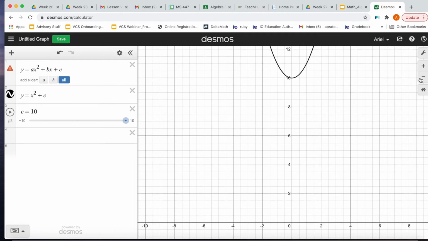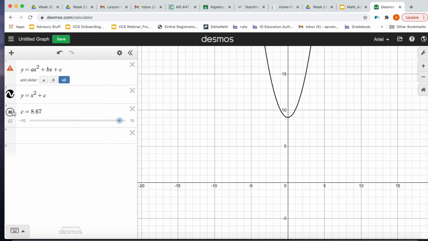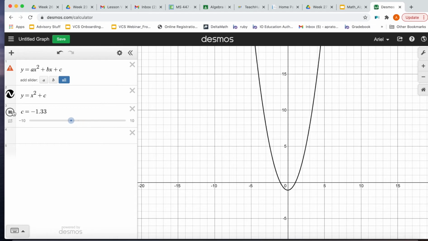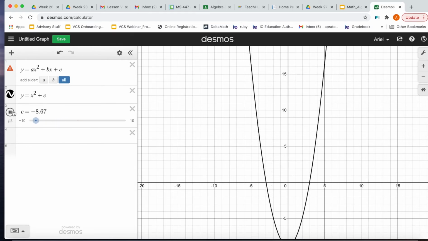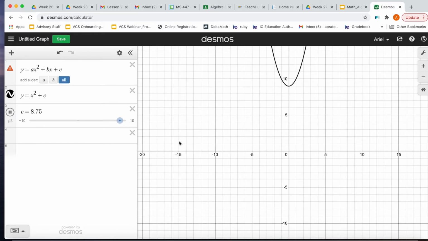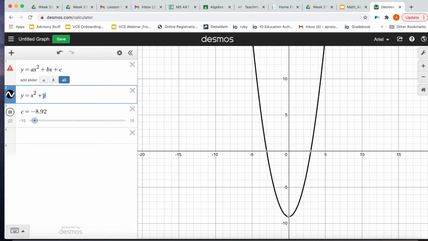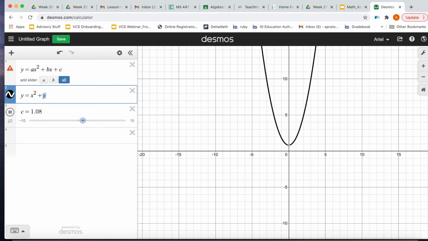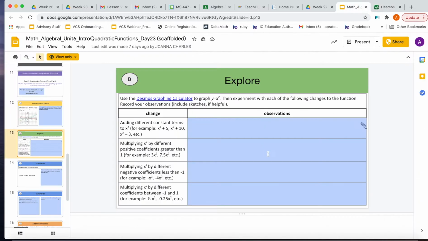And I can actually press play. Let me zoom out right here. And I'm going to watch as I go from negative 10 all the way to 10 and back. What happens to my graph? How does changing the c term affect my graph? That's the big question. Okay? So I'm going to pause that, and you can go ahead and jot that answer down here. And if you need to pause the video, you can.